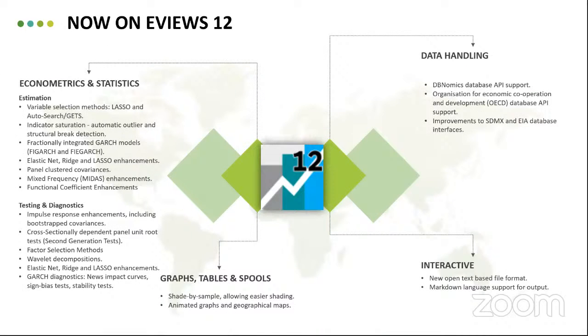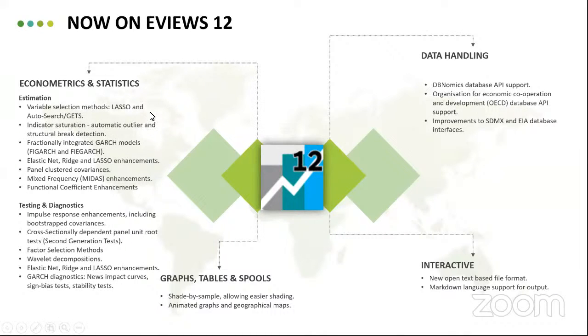So right now we are moving forward to the latest version of EViews, which is EViews 12. Same as before, I categorize it into four sections, which are econometric and statistic, graph, interactive, and data handling.